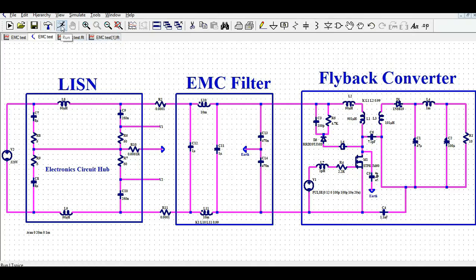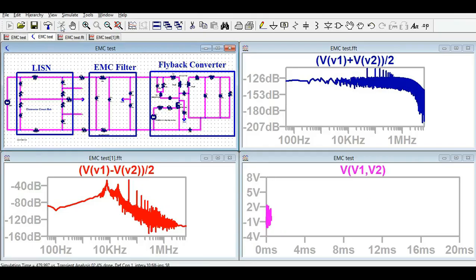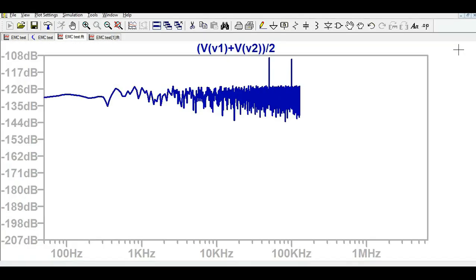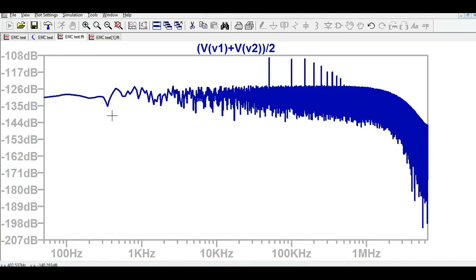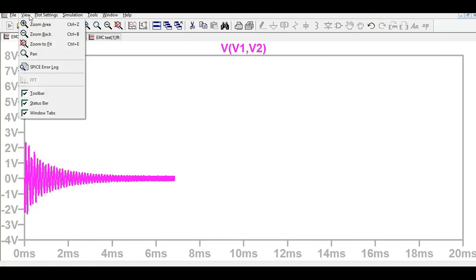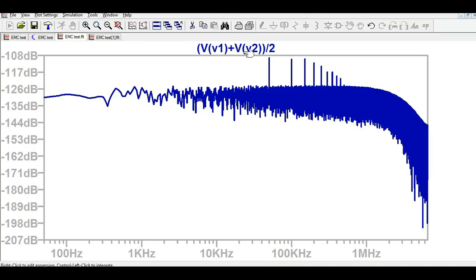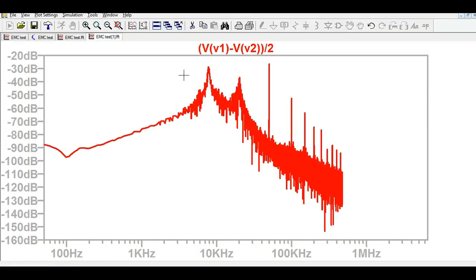If I run the simulation, let me show you the different waveforms here. I am generating the FFT of this signal. In order to generate the FFT, you have to go on your original signal, the EMC test signal, and then view. This is V1 plus V2 divided by 2, which means I'm measuring the common mode signal. And this other one is the differential mode.